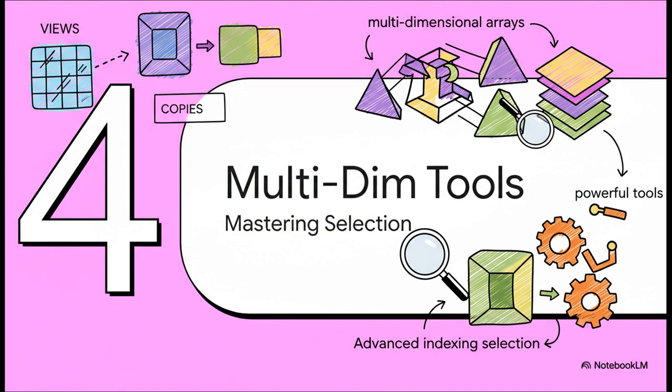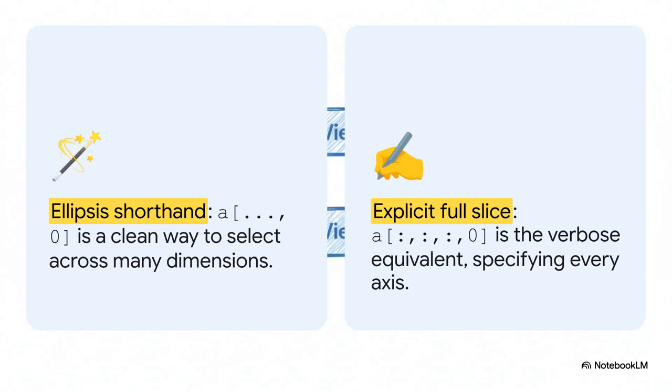Now, let's level up and look at some of the really slick tools NumPy gives us for working with multidimensional data. First up is the ellipsis, which is these 3 dots. And honestly, this is a real lifesaver. Imagine you have a 4D array and you want to grab all the elements along the last dimension. Instead of typing out colon, comma, colon, comma, colon, comma, you can just use the ellipsis. It's a shorthand that basically means, hey, NumPy, just fill in as many full slices as you need right here. It makes your code so much cleaner.